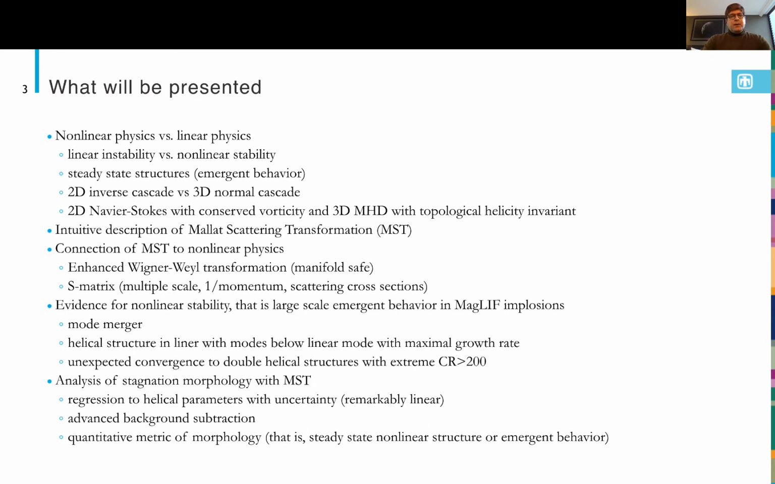And then finally, since we now have a tool and we have a nonlinear system that is looking to have emergent behavior, let's use this tool on it. We've developed a regression from the helical parameters from the scattering transformation with uncertainty that's remarkably linear, and applied that to our stagnated images. We've developed advanced background subtraction that was needed in order to have an application of the Mallat Scattering Transformation as a quantitative metric of morphology between data and computer simulations.